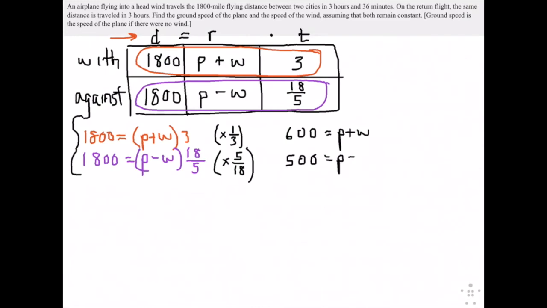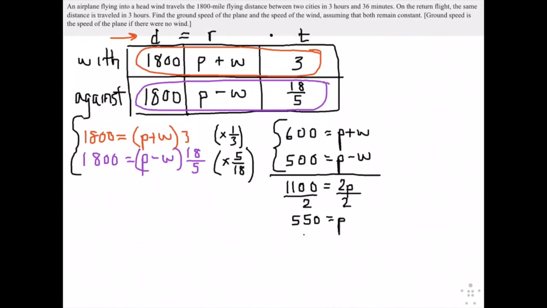equals P minus W. Now, these two equations form a system of equations, and elimination jumps out at me because I can quickly solve for P. Because if I add these two equations, I get 1100 equals P plus P is 2P, and the W's cancel out. So divide both sides by 2, I get 550 equals P. So the speed of the plane in still air is 550 miles per hour.